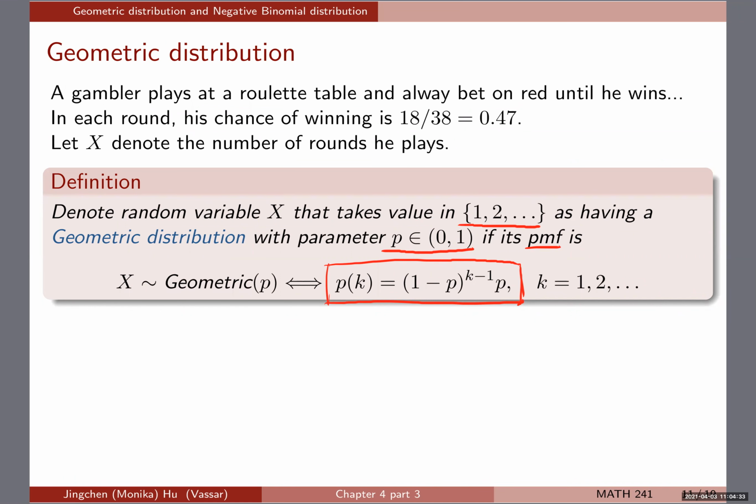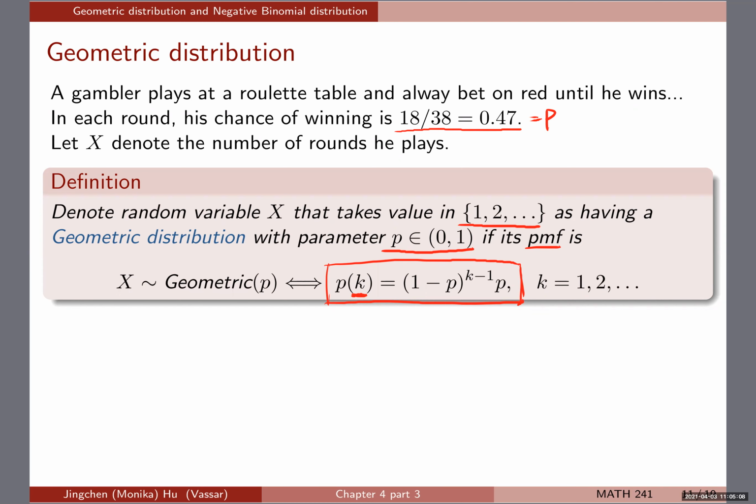So let's go back to the example above. Each round, he has a chance of winning of 0.47. We use that as p, generically denoted as p. The gambler is going to play until he wins. So if he plays k rounds, then he will win at the kth round. What that means is that the first k minus 1 rounds will have to be failures, and then the last one has to be a win.